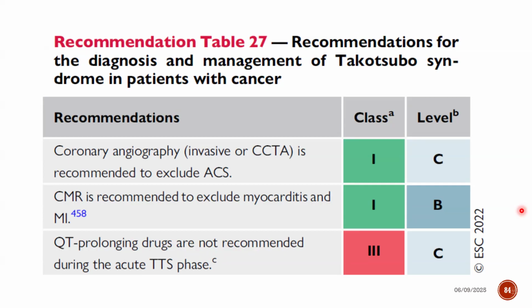So the recommendation when it comes to Takotsubo syndrome is mainly to try and distinguish it from an acute coronary event or an MI. Coronary angiography is recommended, mainly to exclude acute coronary syndrome. And cardiac MRI is also recommended to exclude myocarditis and MI. And in patients with Takotsubo syndrome, QT-prolonging drugs are not recommended during the acute phase.